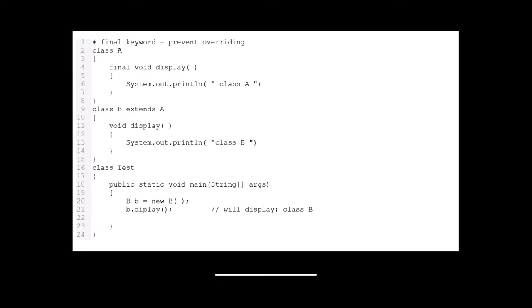Next is the final keyword. My final keyword can be used for three purposes. We have already seen that the final keyword was used to define some constants. Second, we are going to see the final keyword is used to prevent overriding. So how is this done?